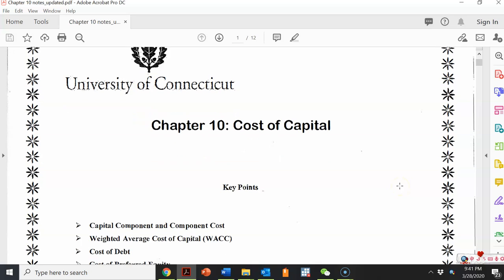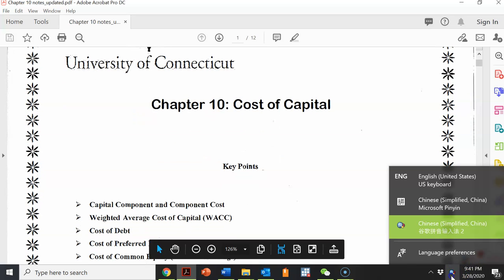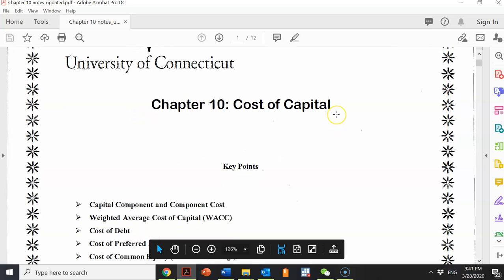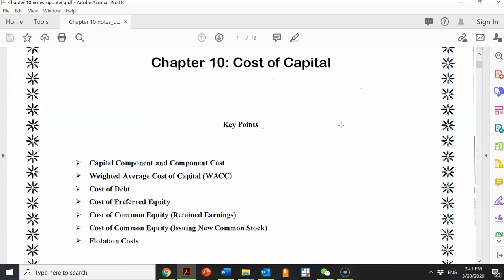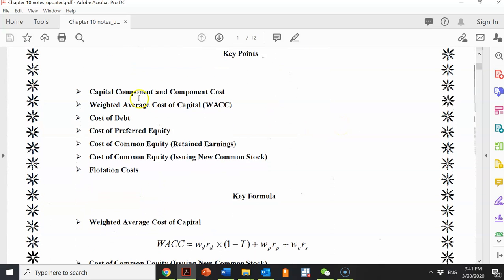Hi class, in this video we're going to start talking about chapter 10, cost of capital for a firm. Okay, cost of raising capital for a firm. We will be discussing several capital components, several components of how the firm can raise capital. And we say the cost for each component is the component cost.